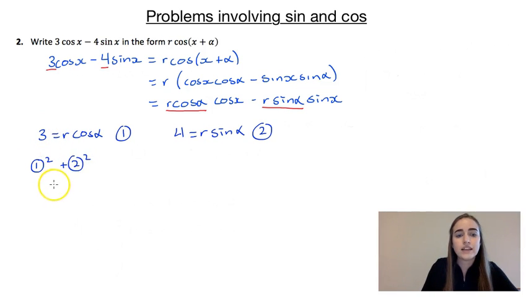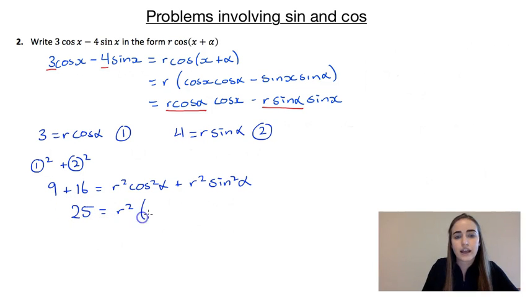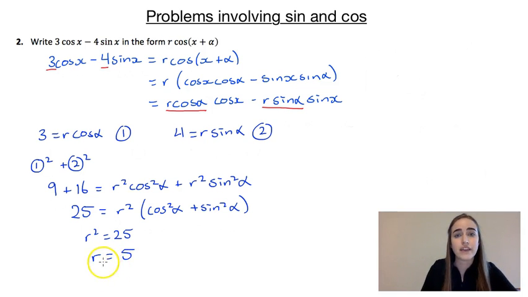So 3 squared is 9, plus 4 squared, which is 16, is going to be equal to r squared cos squared alpha, so this bit squared, plus this bit squared, r squared sine squared alpha. So this would give us 25 equals r squared outside of cos squared alpha plus sine squared alpha. Again, we know cos squared plus sine squared is 1, so that's just going to give us r squared is 25. So that means that r is going to be 5 because we're only looking at the positive case.